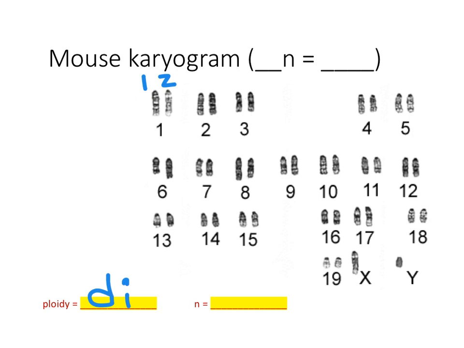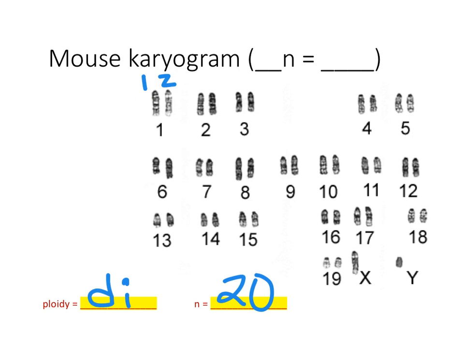The N. What does N mean? Number of what? It's the number of different chromosomes. So how many different chromosomes are up here? Yeah, exactly. 19 plus. So there's chromosome 1, chromosome 2, chromosome 3, chromosome 18, chromosome 19, and then there's a 20th pair, which are the sex chromosomes. So that's N, the number of different chromosomes in the karyogram.